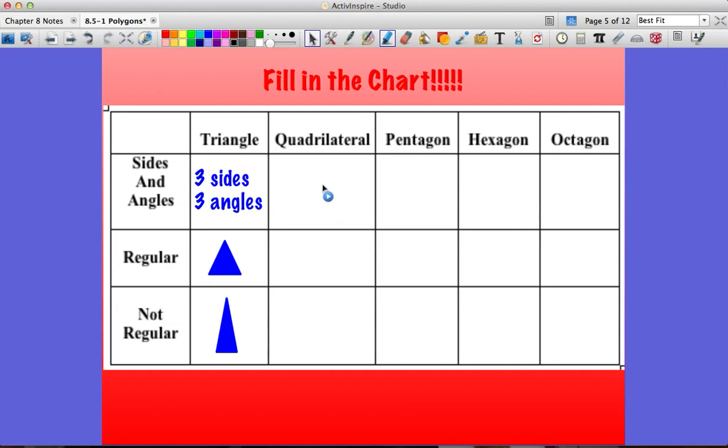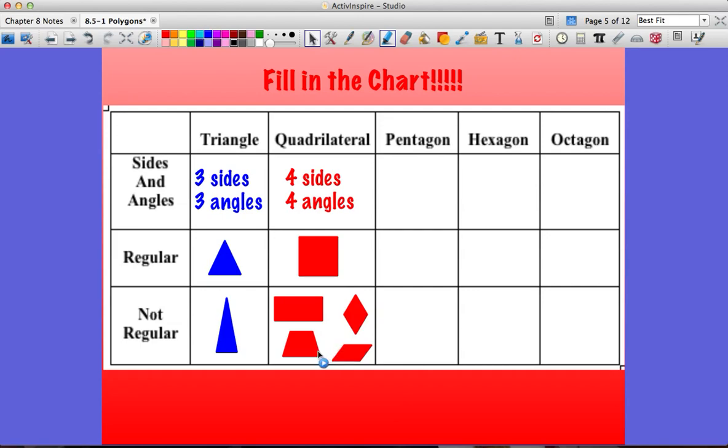Quadrilaterals have 4 sides and 4 angles. The only regular quadrilateral is a square. Squares have all congruent sides and 90 degrees in each angle. Any of these shapes, a trapezoid, a rhombus, a parallelogram, a rectangle, are all quadrilaterals, but they are irregular polygons.